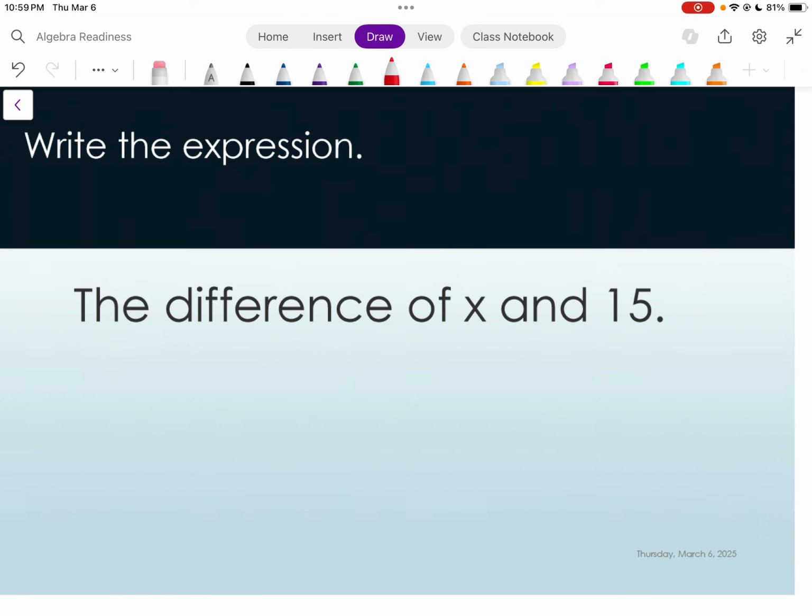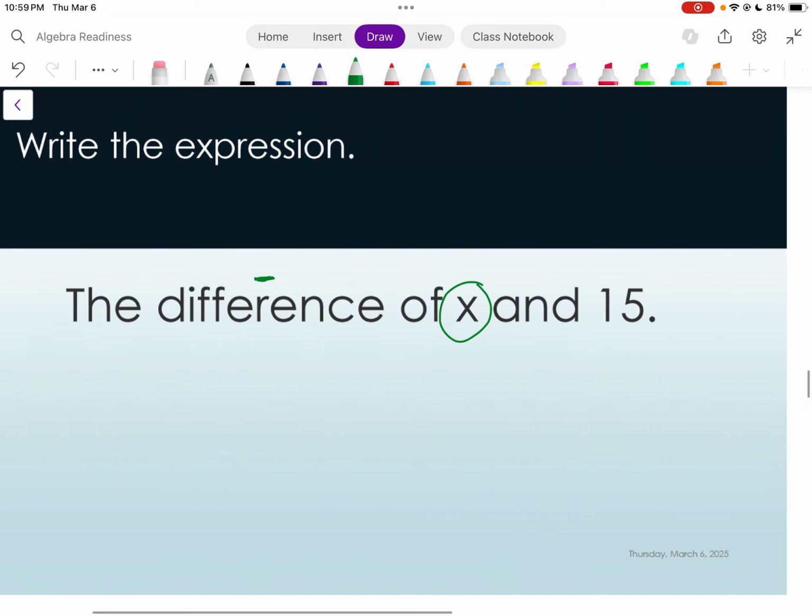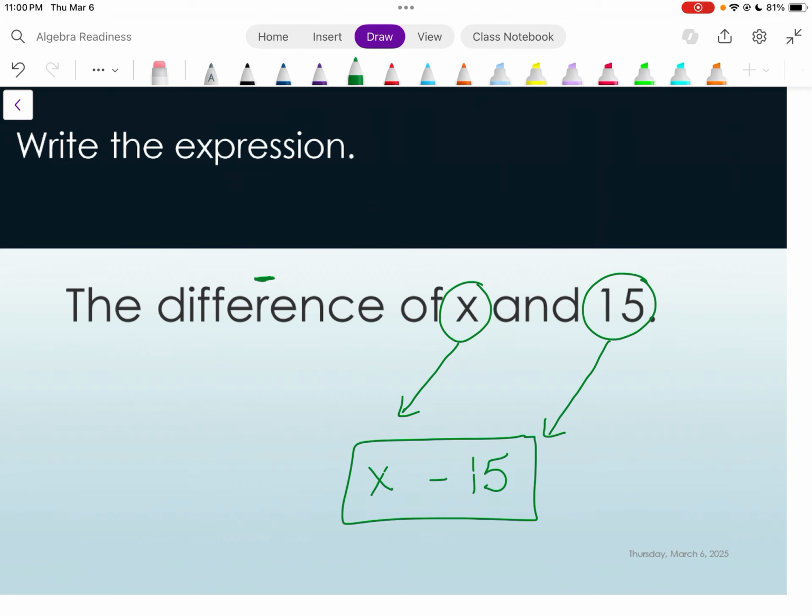Our next one, the difference of x and 15. Difference was another vocabulary word that meant subtraction. When you are writing difference, we always go in the order that the variables or numbers show up. So in this one, x would go first, minus the 15. That will show us the difference between these two numbers.